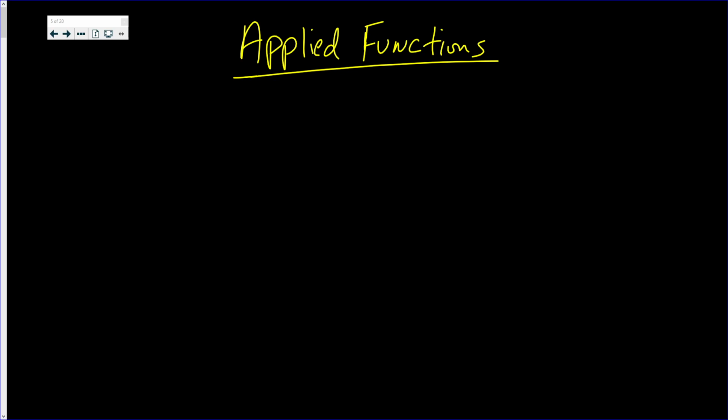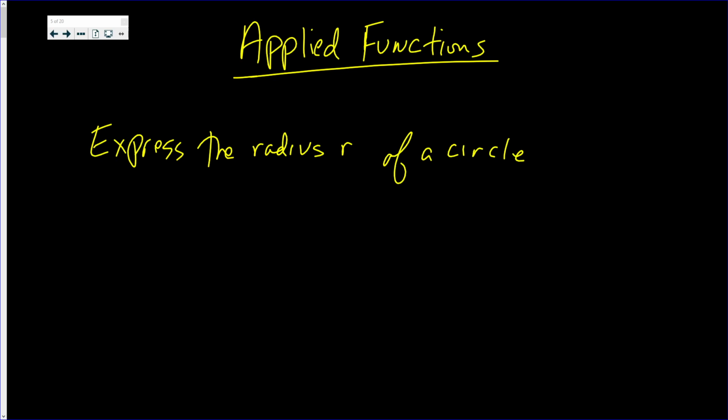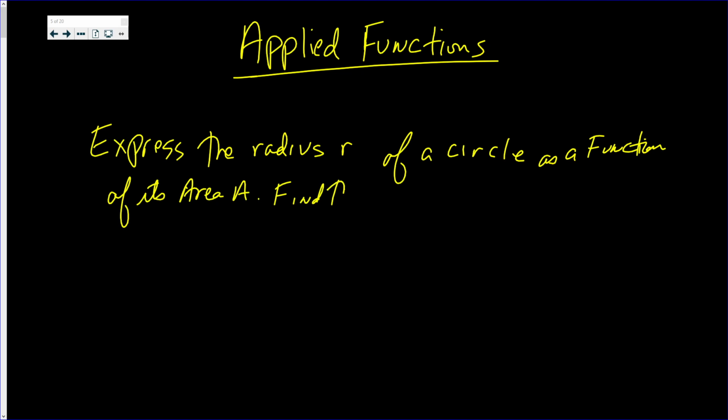Applied functions. First question asks to express the radius r of a circle as a function of its area A. Also, find their domain. Now, when it says express the radius as a function of A, that means r should equal, and the only variable, if you do see a variable, should be A, like maybe 7 over A. This would be the radius as a function of A.